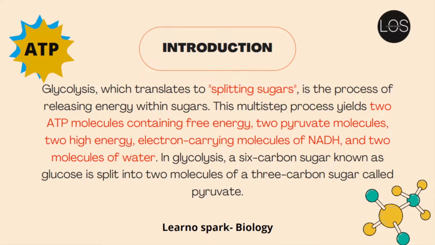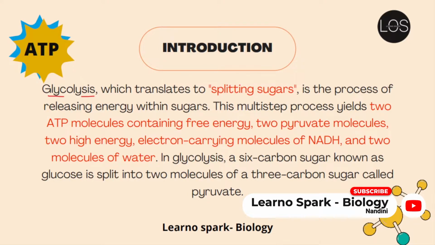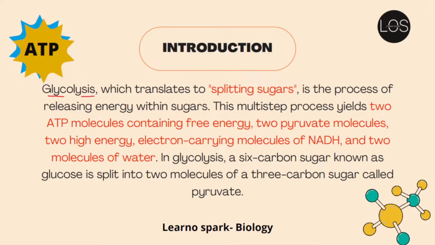Before moving on to the actual steps of glycolysis, we need to understand what glycolysis means. Glyco means glucose and lysis means breakdown. So glycolysis is a metabolic pathway where glucose, a 6-carbon molecule, is broken down into pyruvate, which is a 3-carbon molecule. This multi-step process yields 2 molecules of ATP, 2 pyruvate molecules and 2 high-energy electron-carrying molecules of NADH, along with 2 molecules of water. In this process, glucose is broken down into 2 molecules of pyruvate.